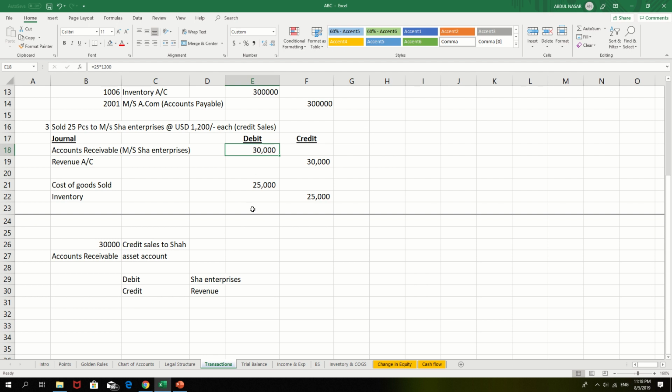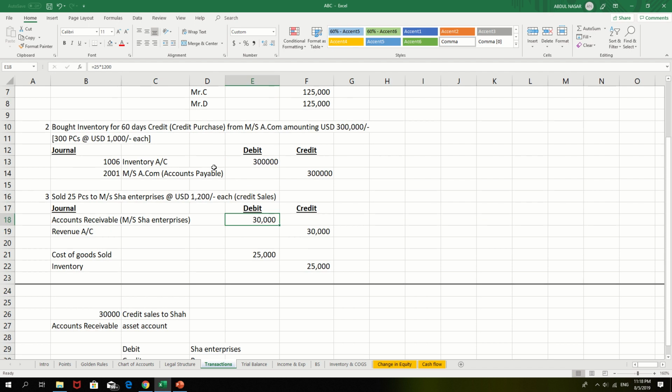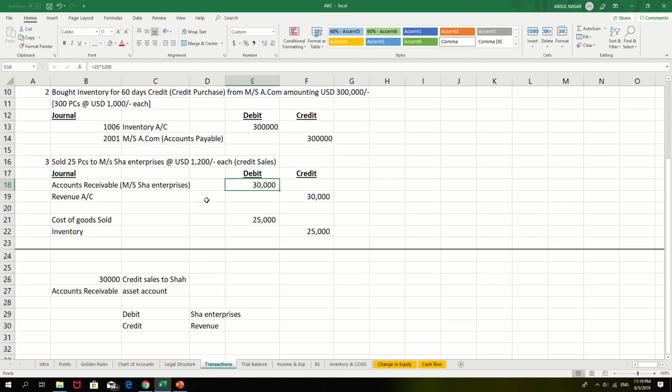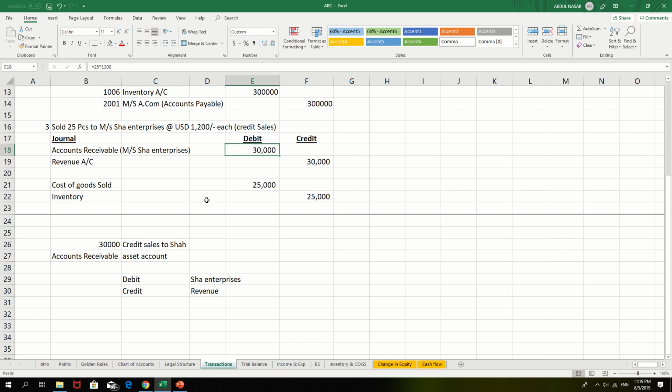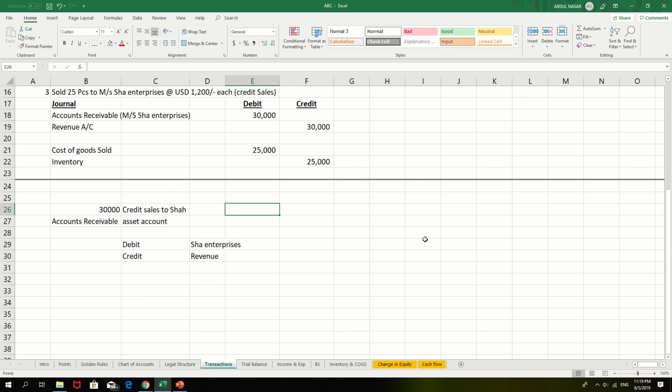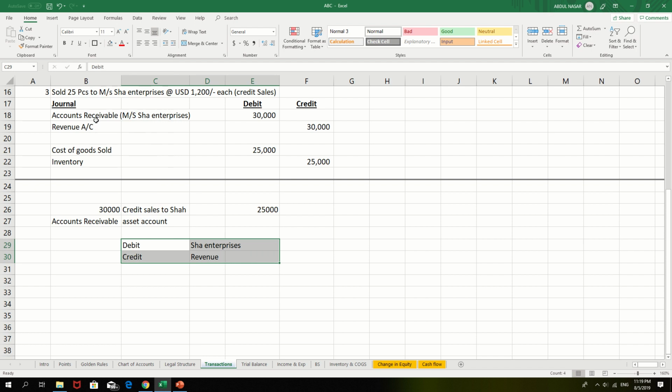Now the second entry. All this 30,000, we sold it; we bought it for 1,000 each, and we sold it for 1,200. What is the difference? 200 is our profit, our gross profit. So we need to identify how we are going to book that. What is our cost? Cost of those computers is 25 into 1,000, it's 25,000. Like we have discussed earlier, there is a decrease in inventory. We haven't shown any decrease in inventory here. So far we have identified only our accounts receivable and revenue. So what?